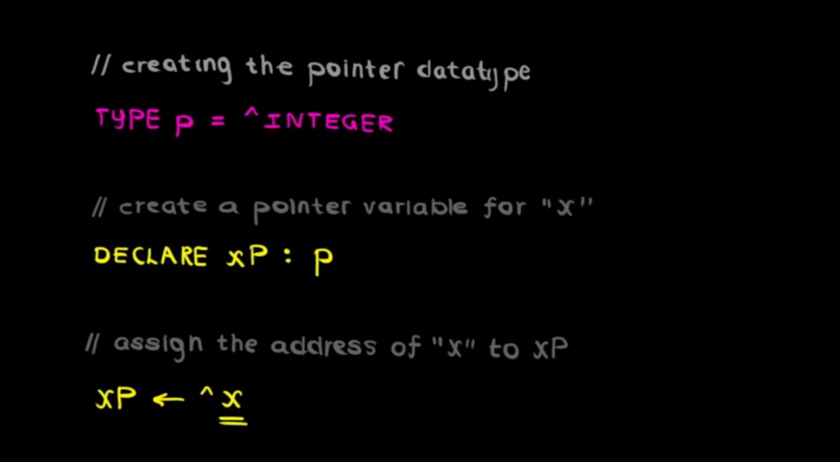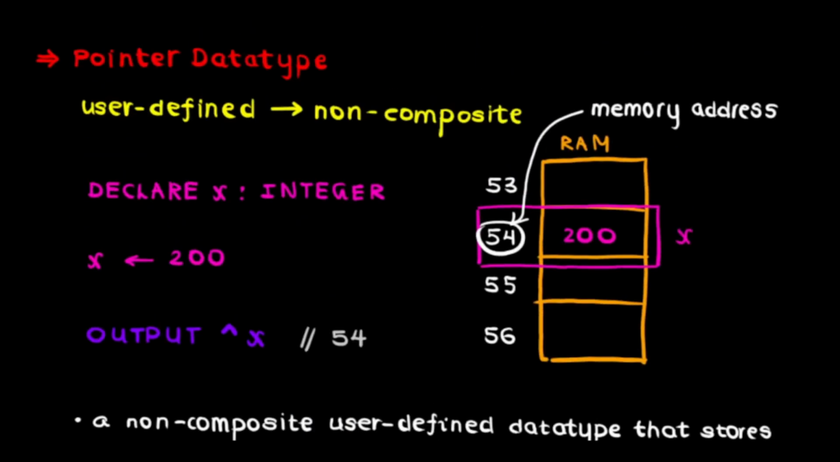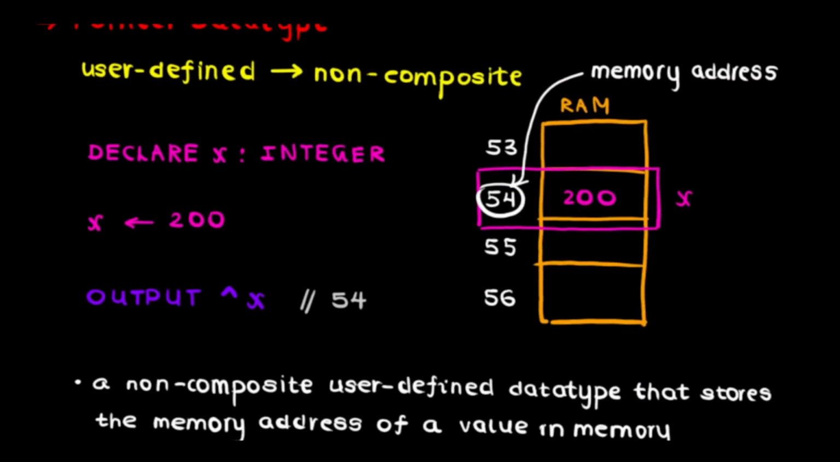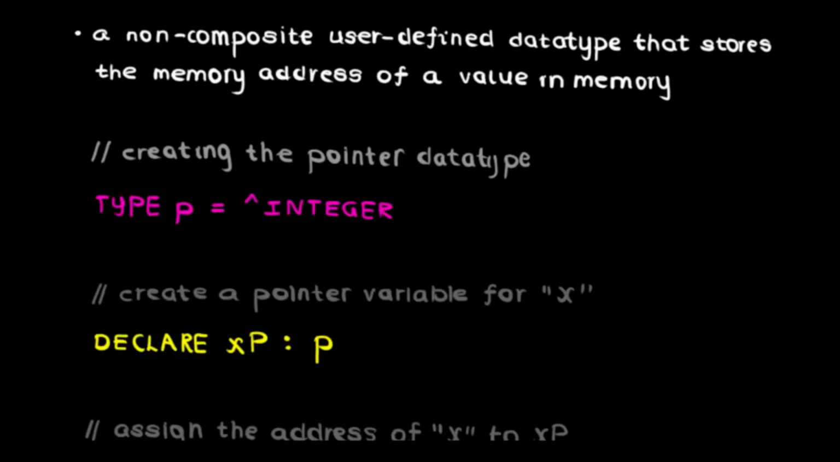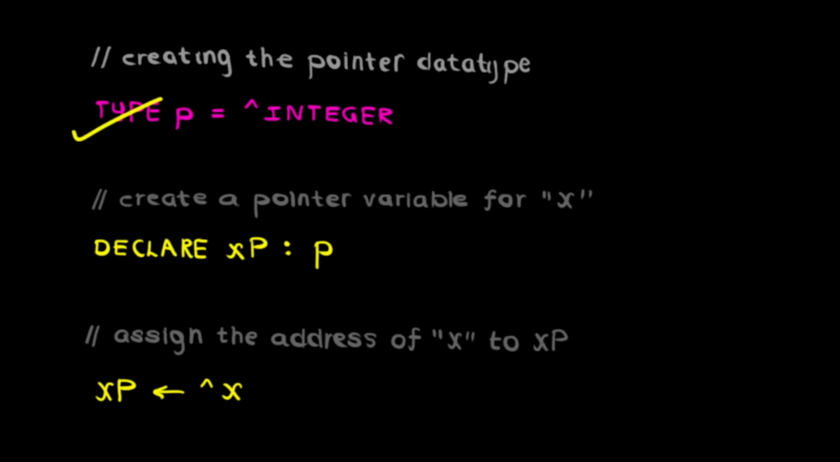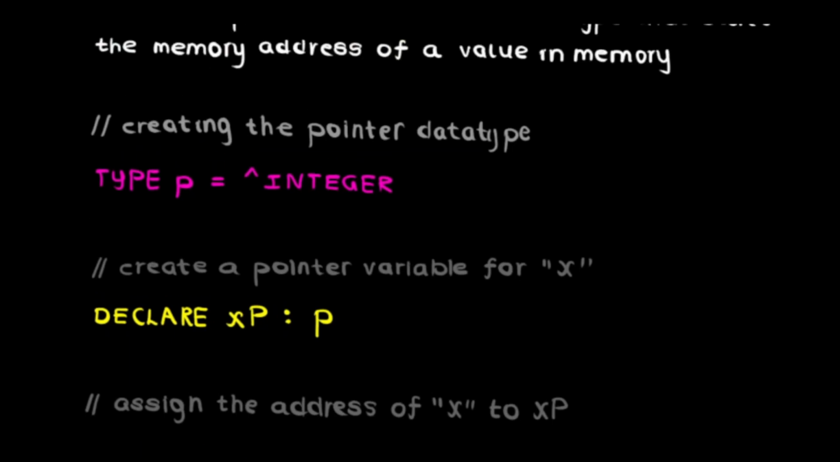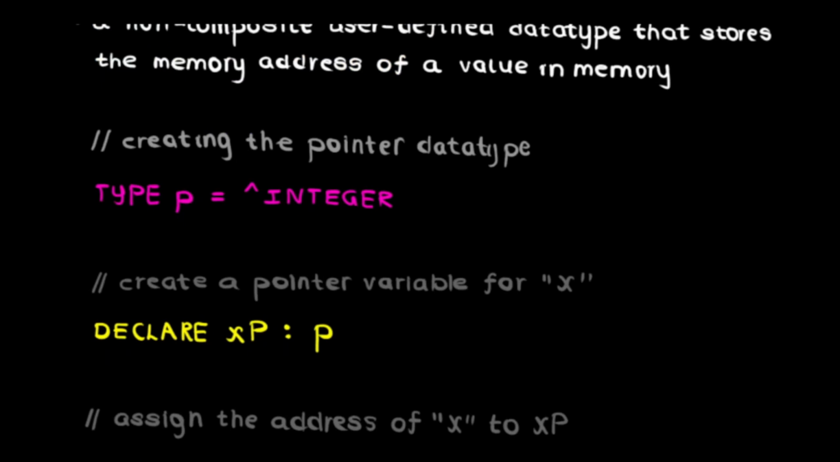X is the variable that stores the value 200. Circumflex gives me the address of this variable and therefore puts that variable's address into xp. So what would this actually store? If you look at the RAM diagram from earlier, it would actually store 54. So what we could just output straight away as 54, when we have to actually store it in a separate variable, do we have to go through this process of creating a pointer data type, declaring a pointer of that data type, and then actually going to assign it. So now xp would contain 54.